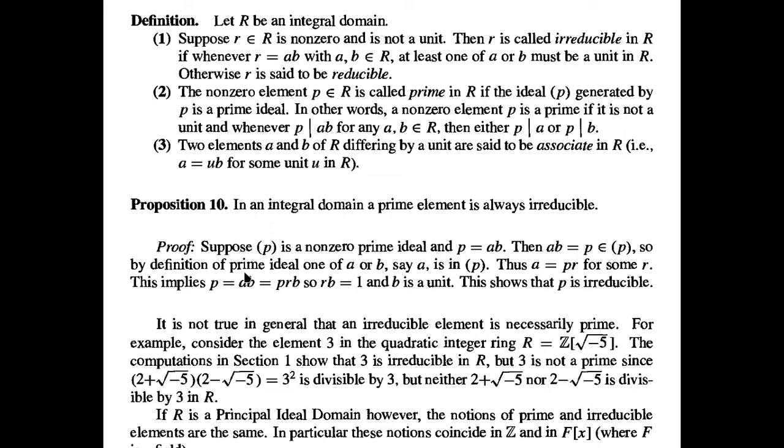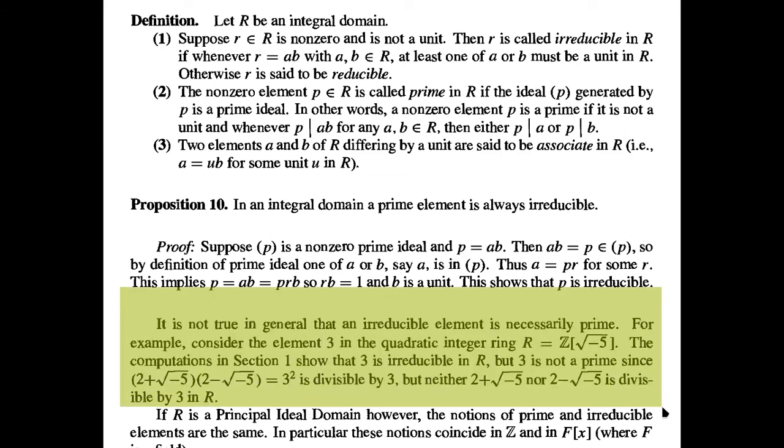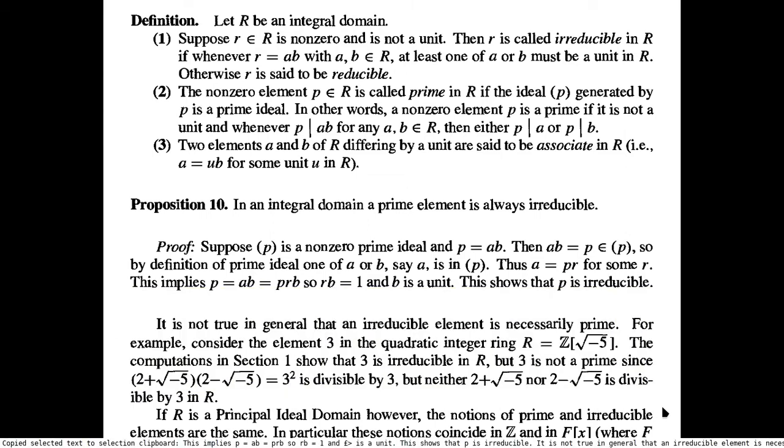But it's not the other way around, so you have irreducible elements that are not necessarily prime. The counterexample is right here. Consider the element 3 in the quadratic integer ring Z[√-5]. We have done the computation before, when we were talking about the Euclidean domains: you can show that 3 is irreducible in the ring.